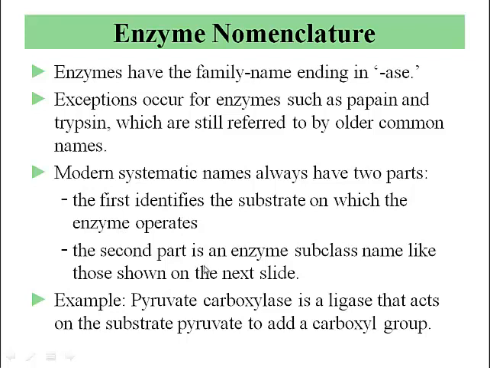The second part is the enzyme subclass name. We'll see some examples of these on the next slide, and we'll get a feel for what different types of subclasses of enzymes exist. These are actually the reaction types, or the classifications, of our enzymes. For example, pyruvate carboxylase is a ligase enzyme that acts on the substrate pyruvate to add a carboxyl group.